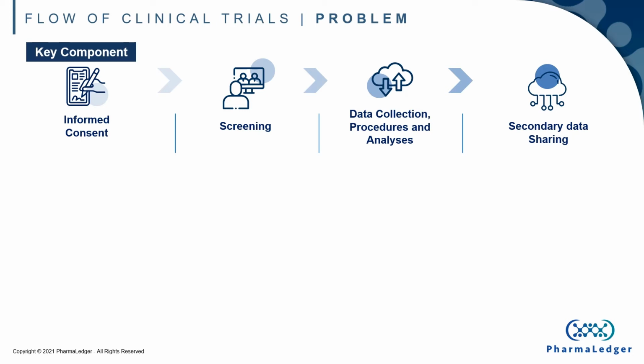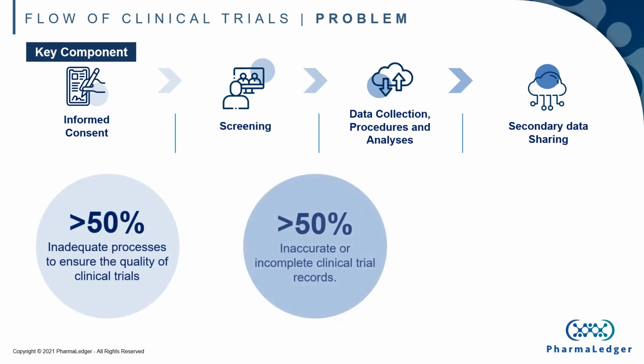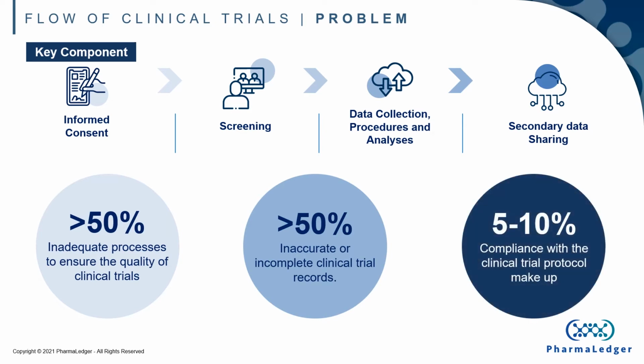Currently, the informed consent and the rest of the processes are done through a manual process. The annual reports from the regulatory authorities from inspection show that over 50% of processes are inadequate to ensure the clinical trial's quality. There are over 50% of clinical trial records that are inaccurate or not complete. Out of these findings, 5 to 10% are related to compliance with the clinical trial protocol. The protocol is the instruction manual on how to do the clinical trials.